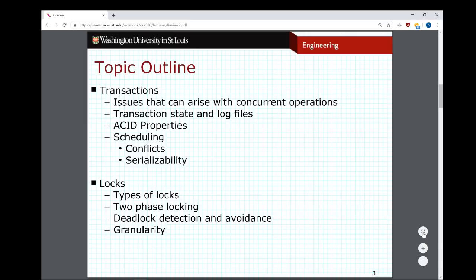So we also spent some time talking about deadlock detection and deadlock avoidance. I don't want to go through every single option here, but who can give me at least one way that we handle deadlock in our schedules, in our transactions?